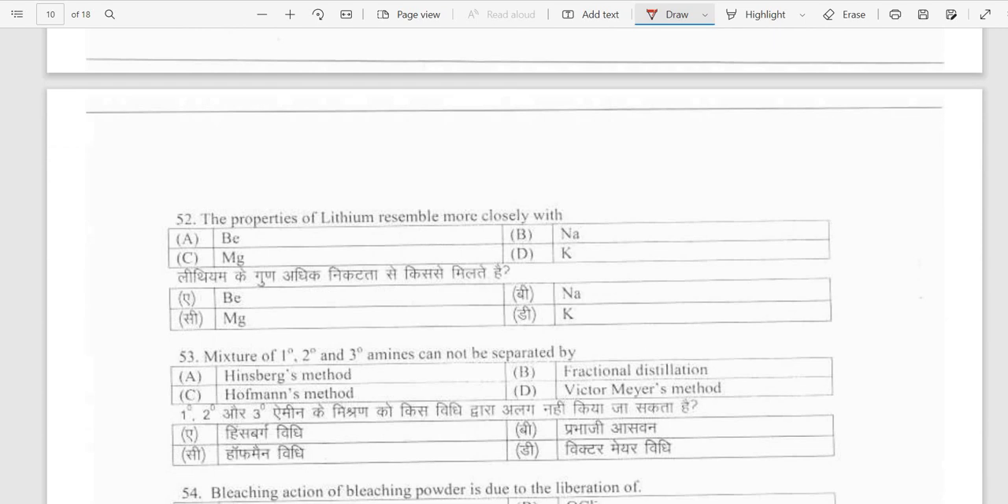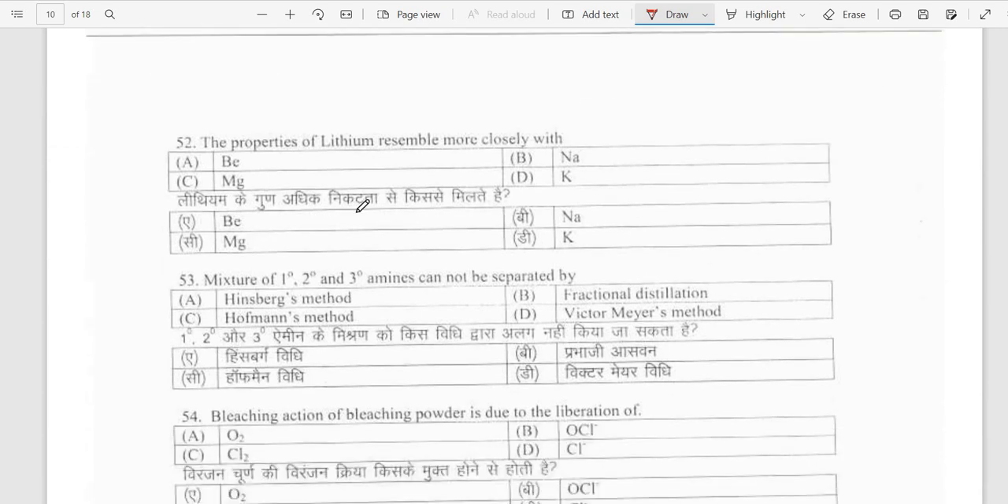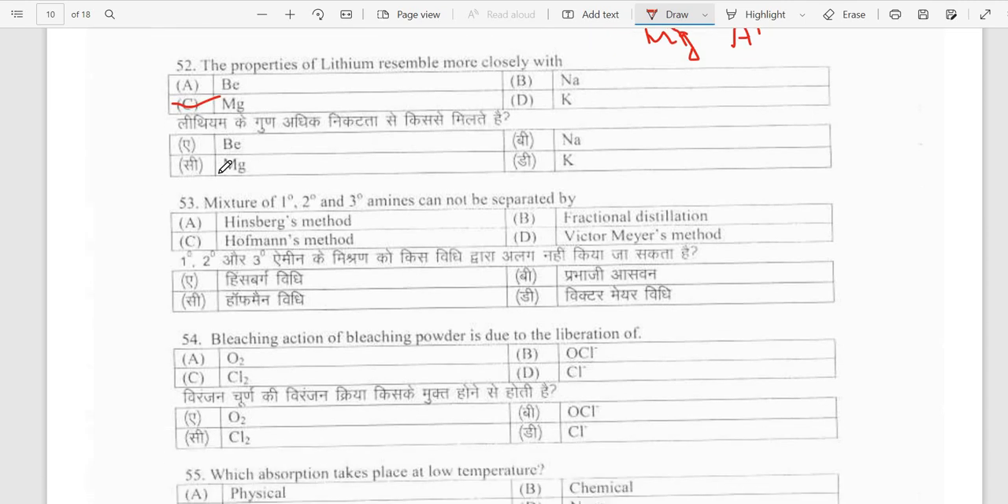Okay, and next one, 52. The properties of lithium resemble more closely with. For that we have to know the diagonal relationship. Lithium has a diagonal relationship with magnesium, and beryllium has a diagonal relationship with aluminium. Boron has a diagonal relationship with silicon. So the correct option is option C, magnesium.